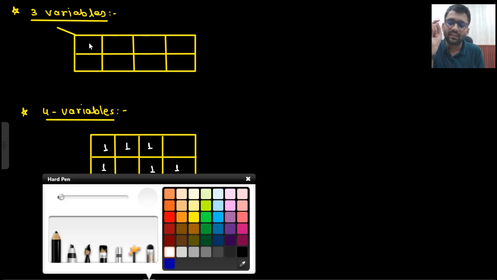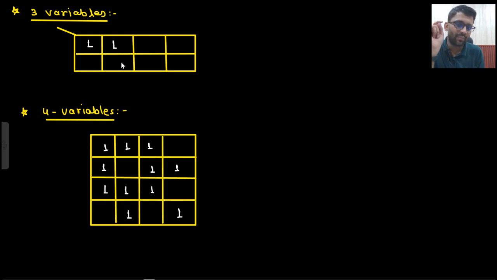So I will start here. I will write 1 1. This will make me a pair. This one, this will also make me a pair. I can write one more 1 here, because again one more pair I will get. Can I write 1 here? No, because this will be a quad, so that I will ignore. Here I can write 1. Yes, I can write 1.